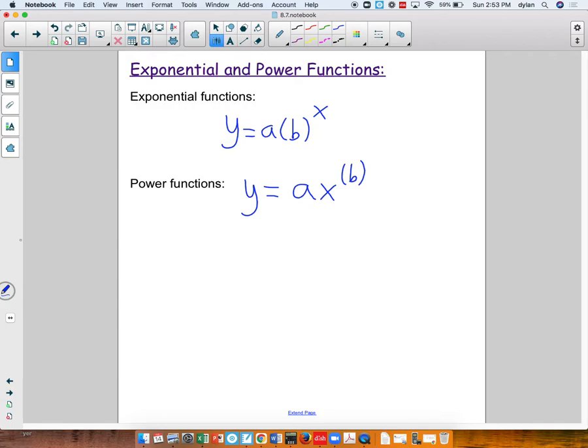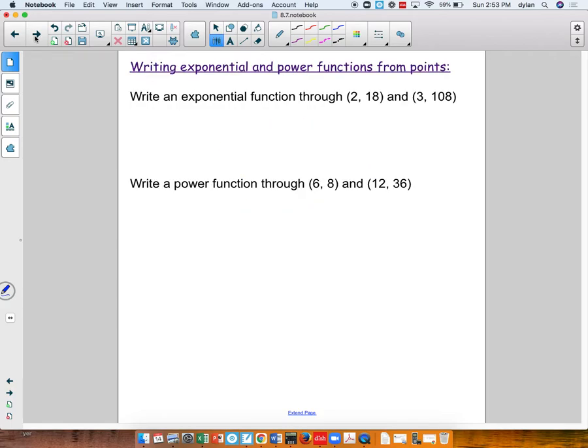So our first goal here is going to be to write an exponential function through 2 points, and also to write a power function through 2 points, so you can see some of the similarities and some of the differences. We'll start with the exponential function first. And remember, the goal here is to come up with a function of the form y equals a b to the x, where we want to determine what a and b need to be for that exponential curve to go through these 2 points.